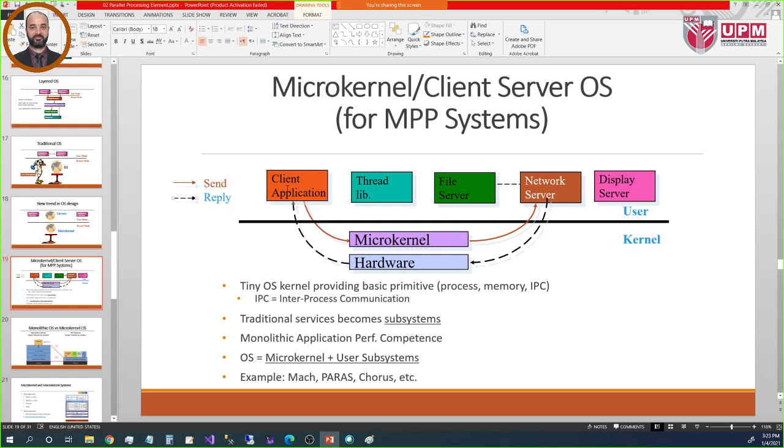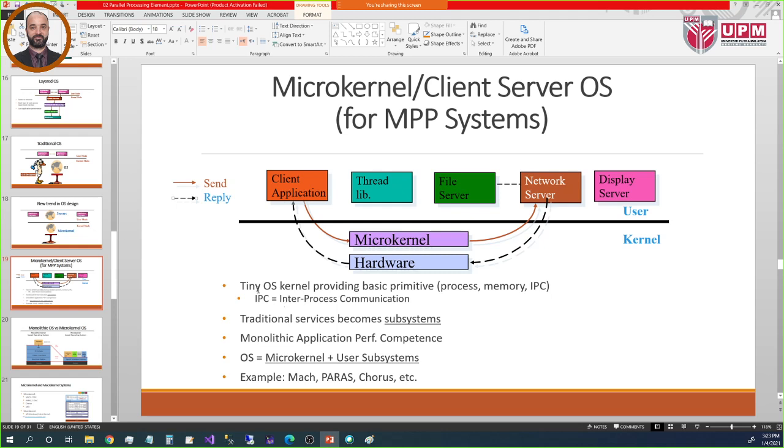If, let's say, a client application requests some services, it has to go through the microkernel operating system to communicate with the other components. Then after that, those components can reply through the hardware or through the microkernel to the requesting client.